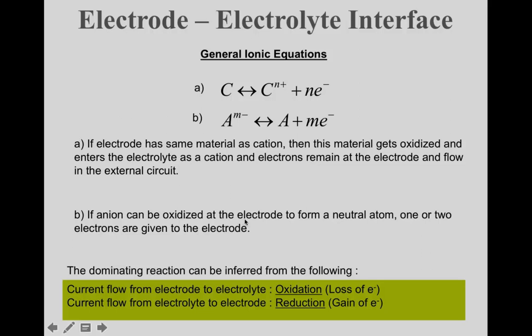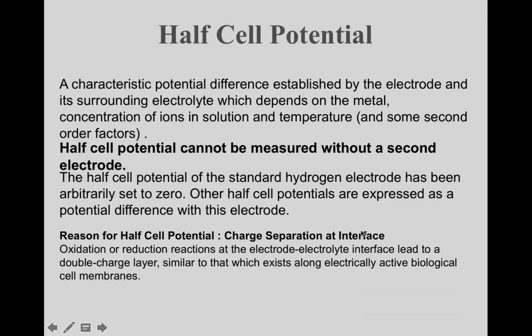If an anion can be oxidized at the electrode to form a neutral atom, then 1 or 2 electrons are given to the electrode. So this is either oxidation, which is the loss of an electron, or reduction, which is the gain of an electron. Because of this, you end up getting a characteristic potential difference that's established by the electrode and the surrounding electrolyte. This is going to depend on the metal, the concentration of the ions in the solution, and the temperature. It's also going to depend on some second order factors that we won't mention here.